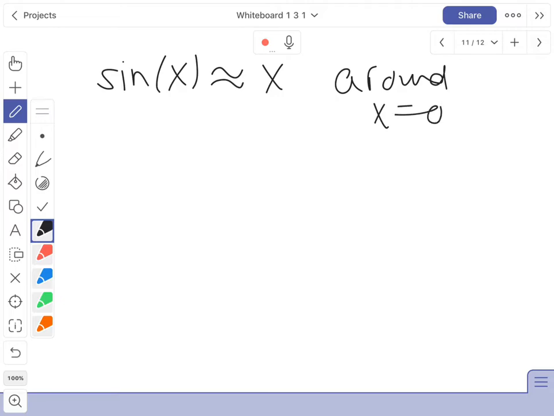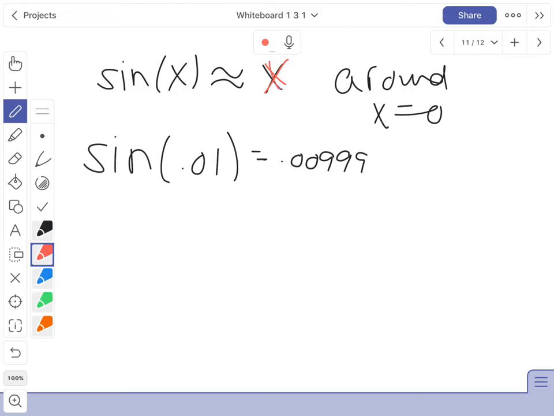So the sine of x is approximately equivalent to x around x equals 0. So let's try a couple. Like the sine of 0.01. If we go into our calculator and actually type that in, of course we're in radians, the sine of 0.01 on my calculator is 0.00999. If I would have used the approximation of x, I would have gotten just 0.01. And those are pretty darn close to each other.